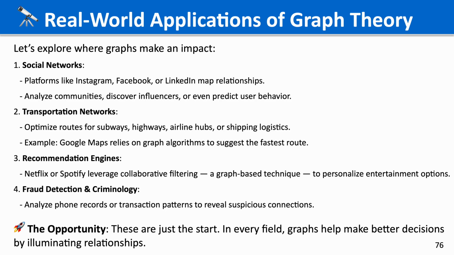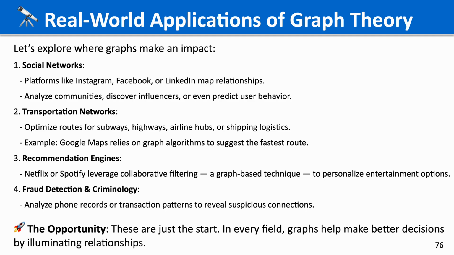Social networks seem obvious, right? But beyond the fun, graphs reveal things like how misinformation spreads or who's the real trendsetter in your LinkedIn connections. Then there's logistics. A company like Amazon uses graph algorithms to keep deliveries fast and efficient across global routes.